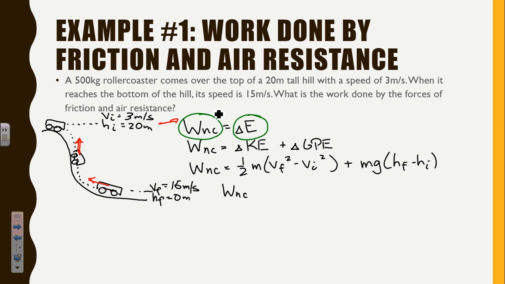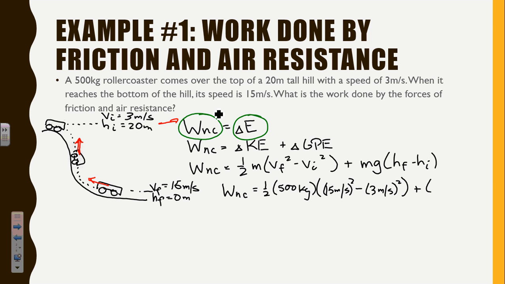The work of the non-conservative force equals 1/2 times our mass of 500 kilograms. Final velocity is 15 meters per second. We're going to square that. We're going to subtract our initial velocity, which is 3 meters per second. We're going to square that. Plus, all right, so we ended those parentheses and we do plus.